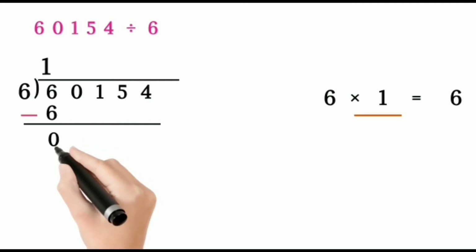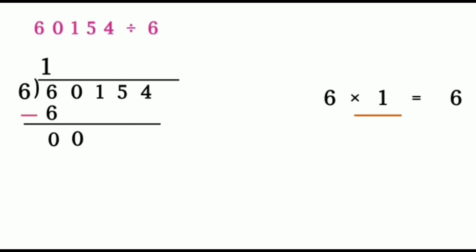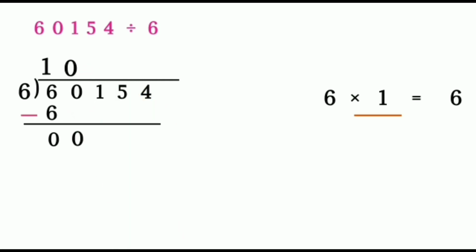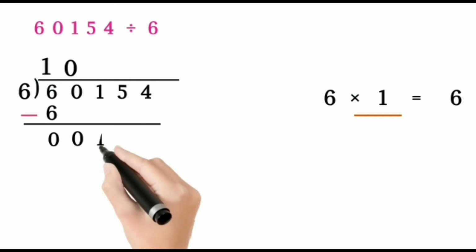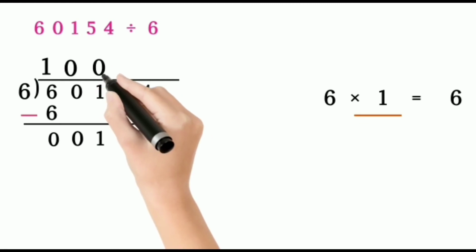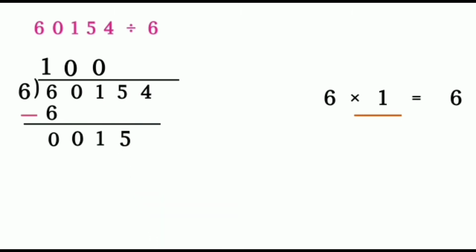Zero is smaller than 6. So we write 0 in the quotient. Again, bring down the next digit of the dividend, that is 1. Even now we can't divide because 1 is smaller than 6. So again write 0 in the quotient. Next, bring down the next digit, that is 5.